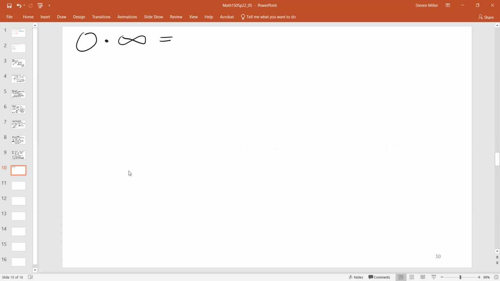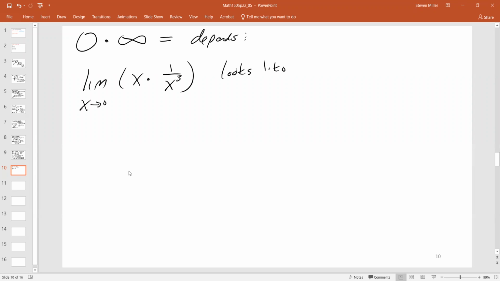Anybody know what 0 times infinity is? The answer depends. For example, I could take the limit as x goes to 0 of x times 1 over x cubed. As x goes to 0, this looks like 0 times infinity. And what would that be in this case? Yes, it would be infinity.